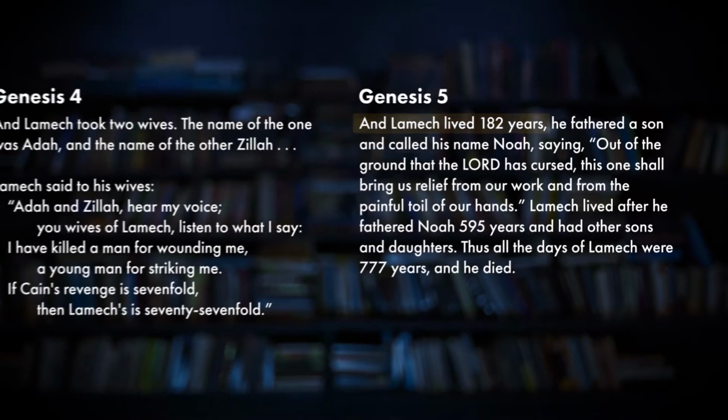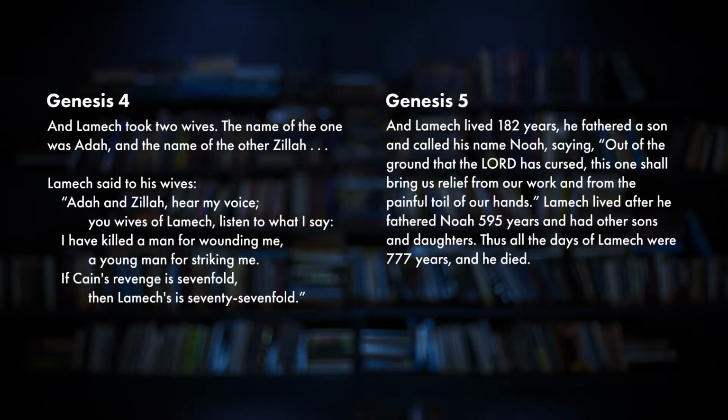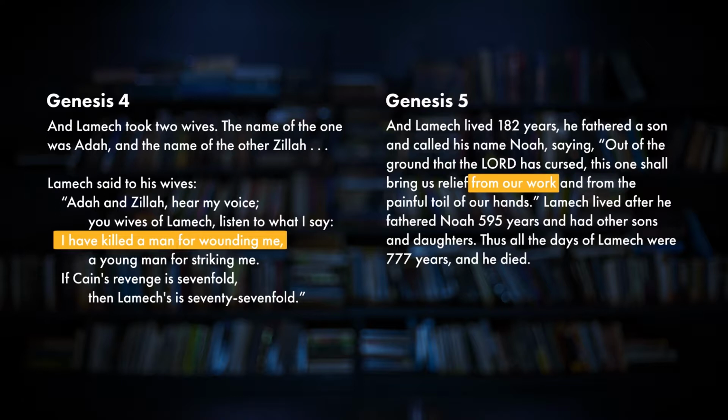Well, the second thing is that the evil Lamech is not only a polygamist, but he's a murderer. And this is in contrast to the life of the good Lamech, where we're told that he works. This is what it says: out of the ground that the Lord has cursed, this one will bring us relief from our work, from the painful toil of our hands. So the good Lamech has been working. He's been doing the thing that God commanded.